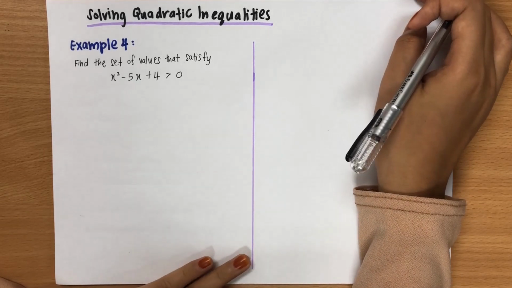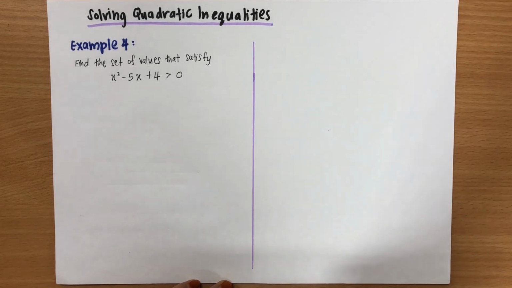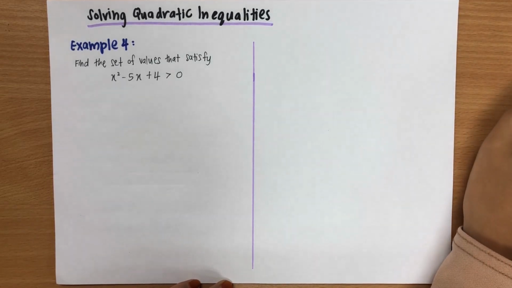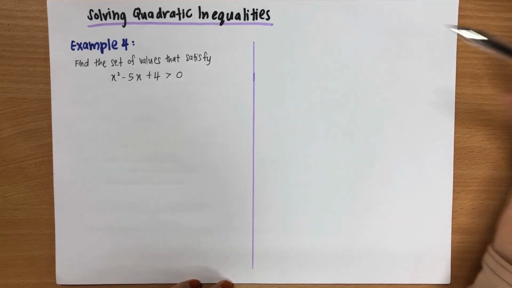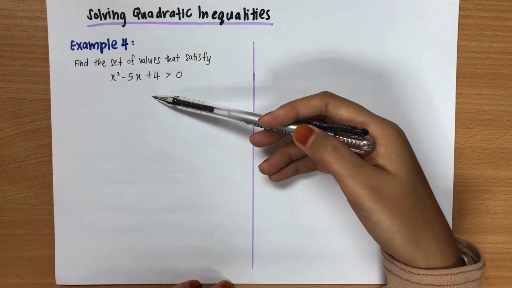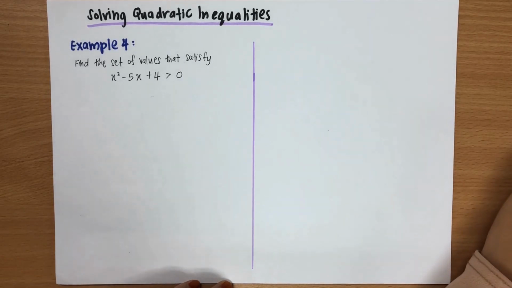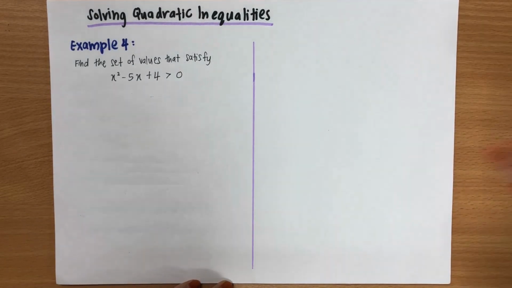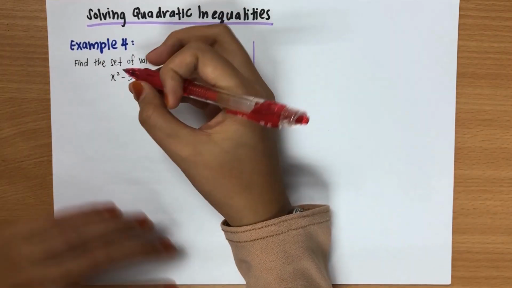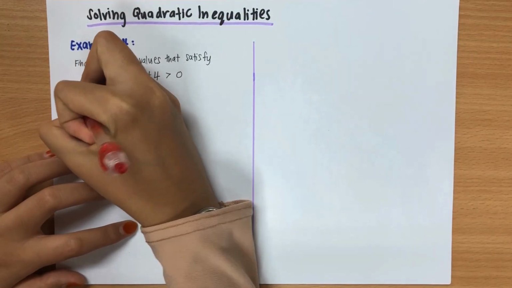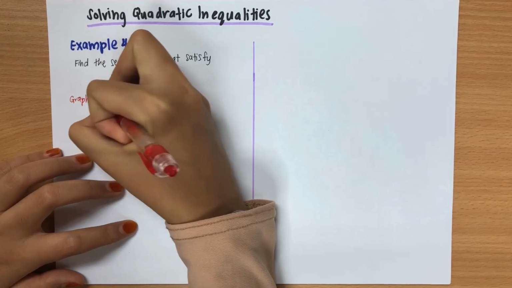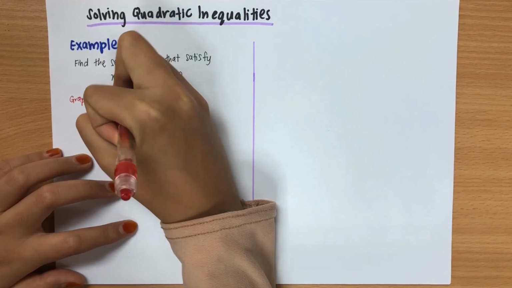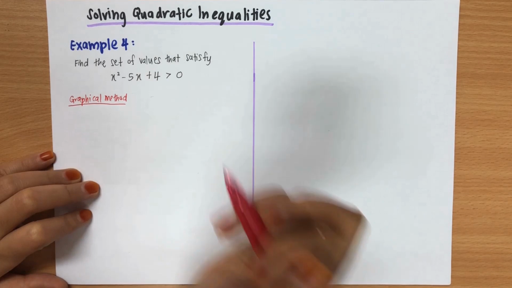Now we know that quadratic inequalities can be solved by using two different methods. Now let's look at an example and at how we will apply this in real questions. Find the set of values that satisfy x squared minus 5x plus 4 greater than 0. So the first method that we are going to check is the graphical method.